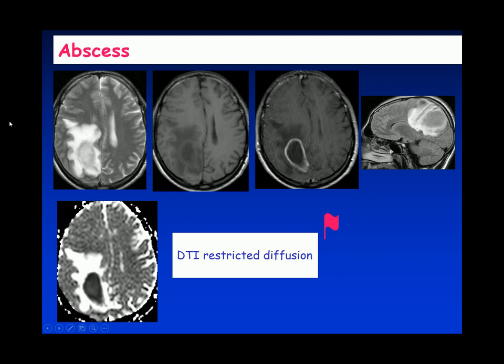The clue is here by using diffusion imaging. This is an ADC map, and you see that there is restricted diffusion into this mass lesion, and this applies everywhere. Every time you have an abscess, everywhere in the body, there is restricted diffusion.